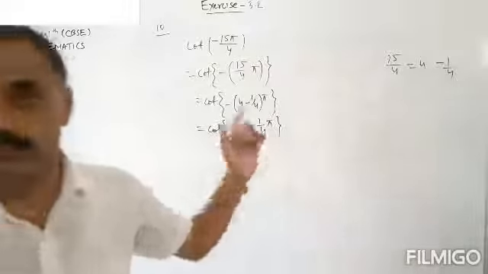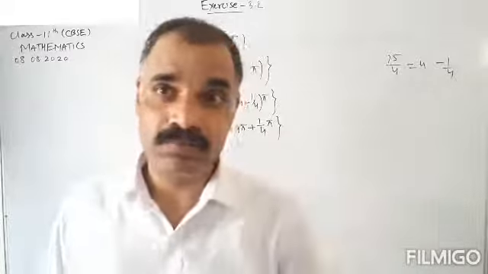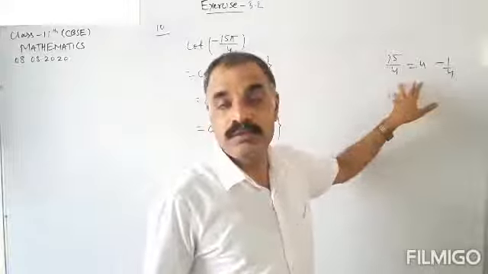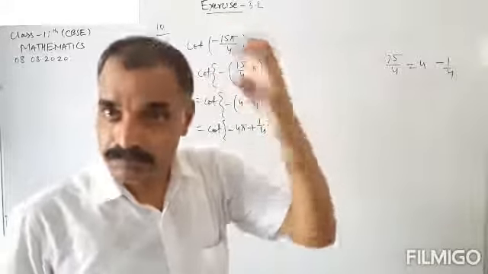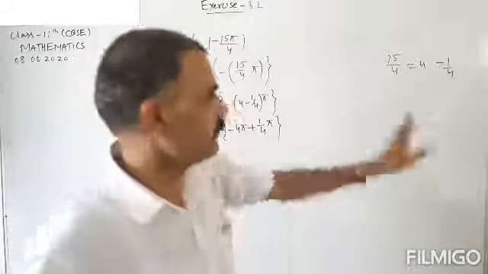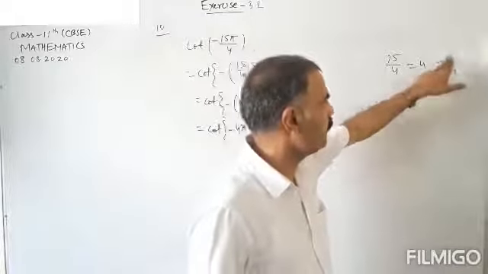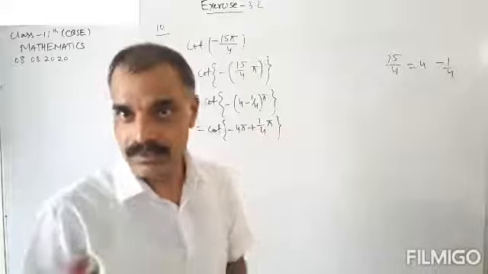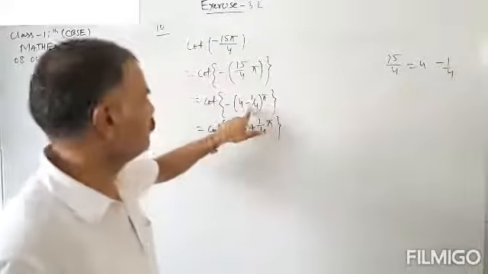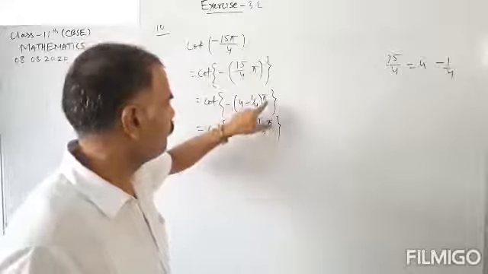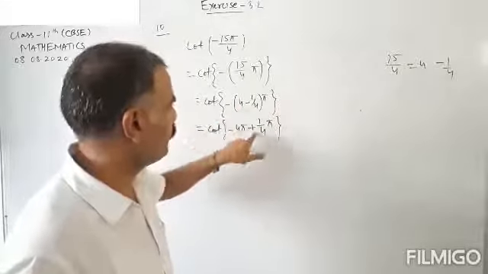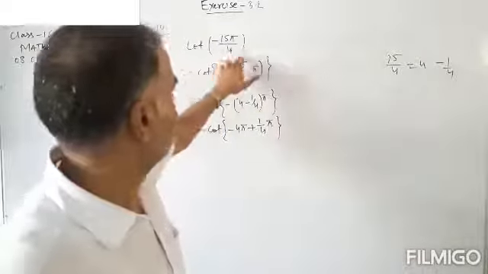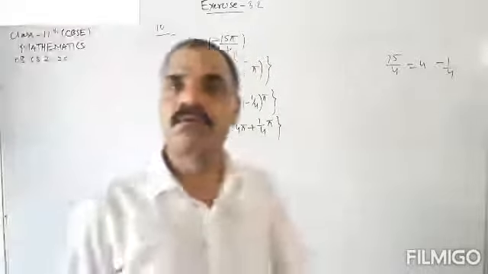Is it clear to you or not? If this is clear, then there is no problem. Firstly, write down 15 upon 4 as 16 minus 1 upon 4. So 16 minus 1 is 15 upon 4. After multiplying by pi, minus 15 upon 4 pi can be written as minus 4 pi plus 1 upon 4 pi.